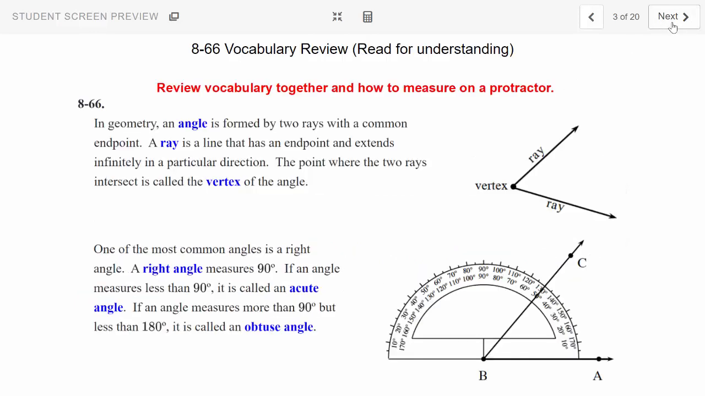First of all, I want you to pause your video and review all the vocabulary, and also take a look at how they're measuring this angle right here. If you're reading, you have to read the bottom numbers because you're lined up on 0 here, and 0, 10, 20, 30, 40, 50. This would be a 50-degree angle between the rays and the vertex. So this is what creates your angle. So please read that and pause.